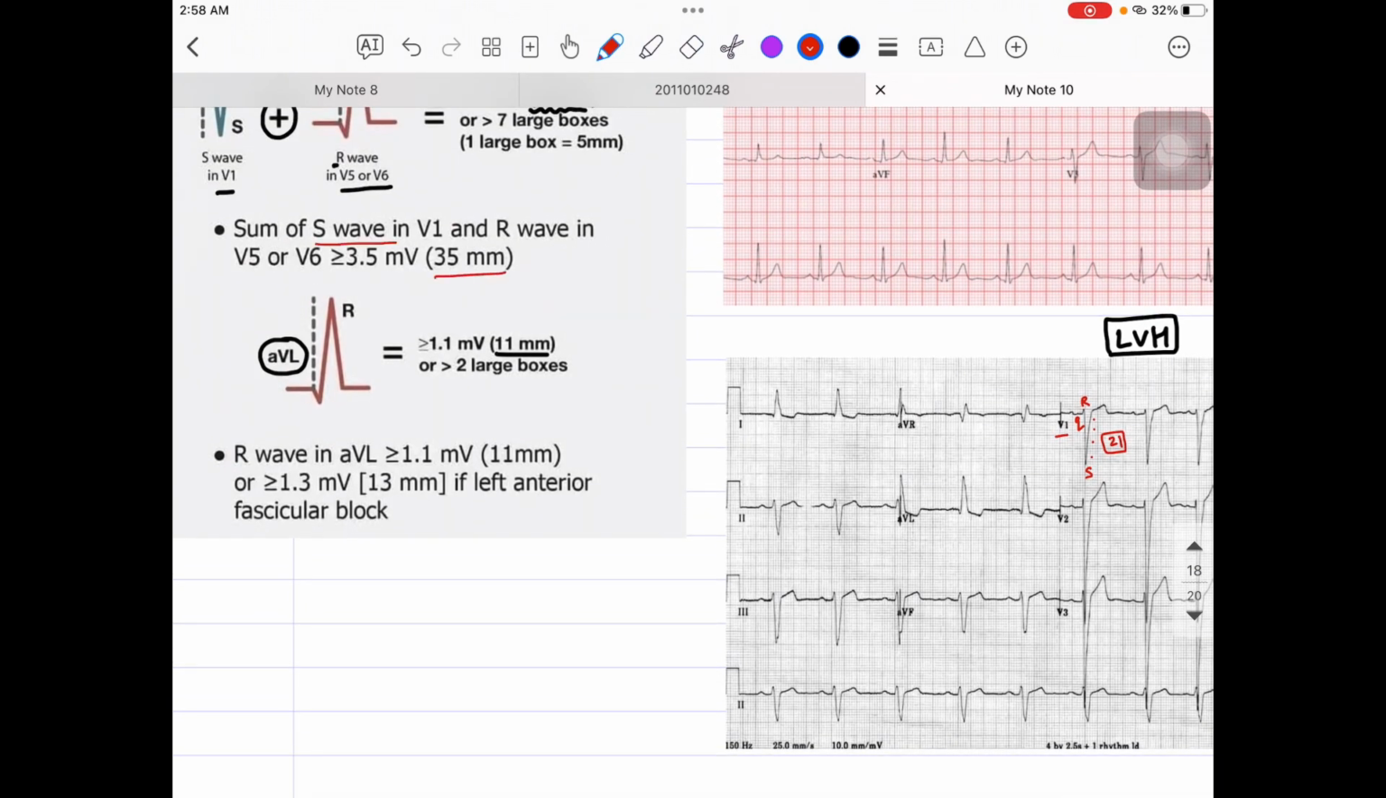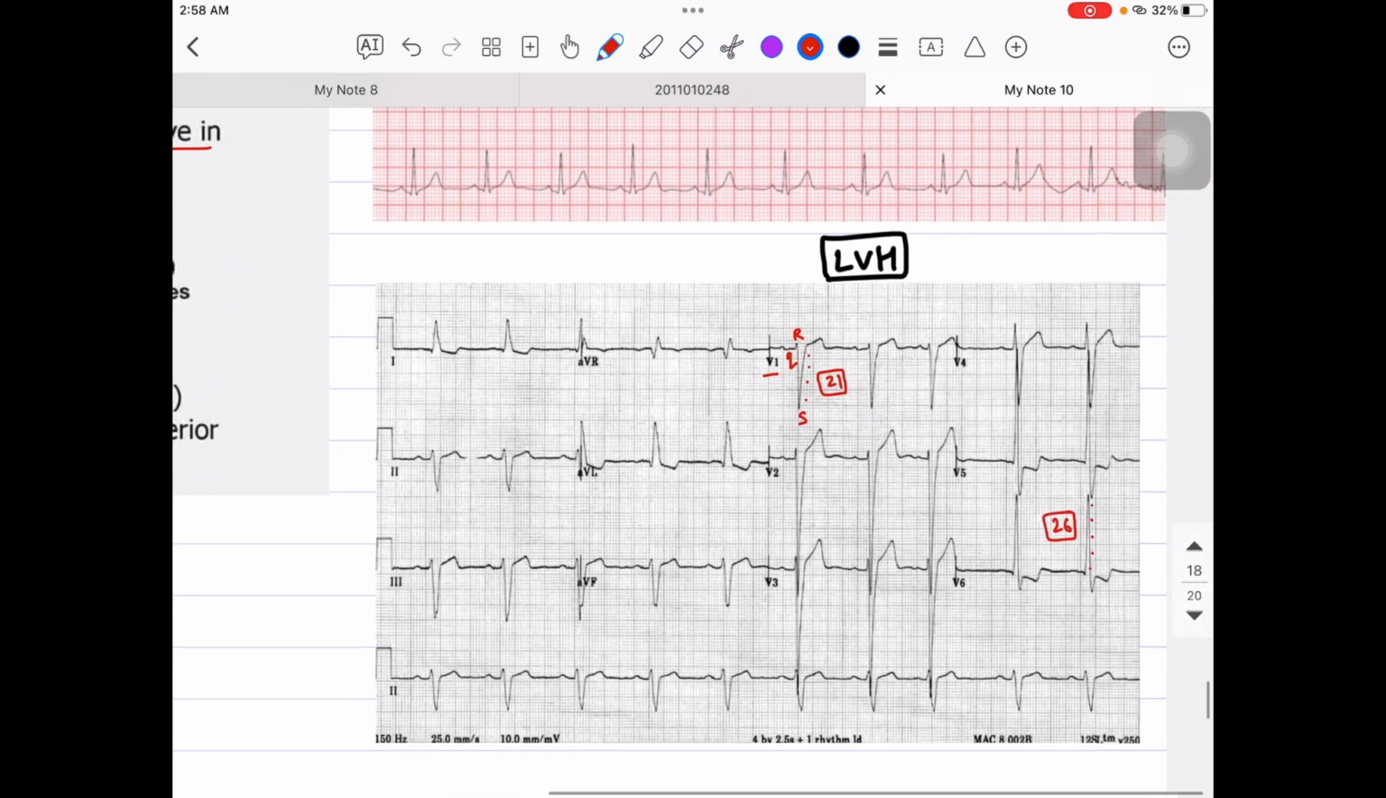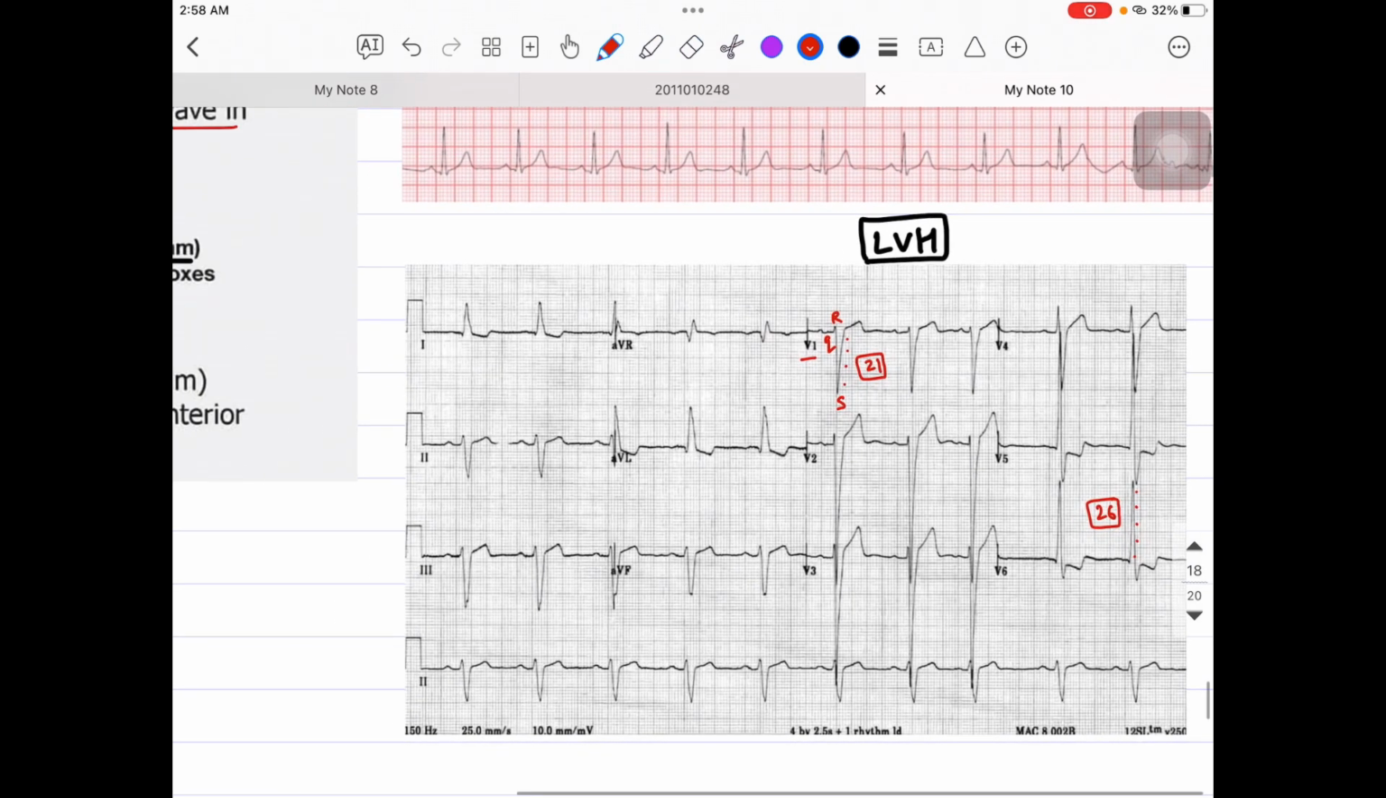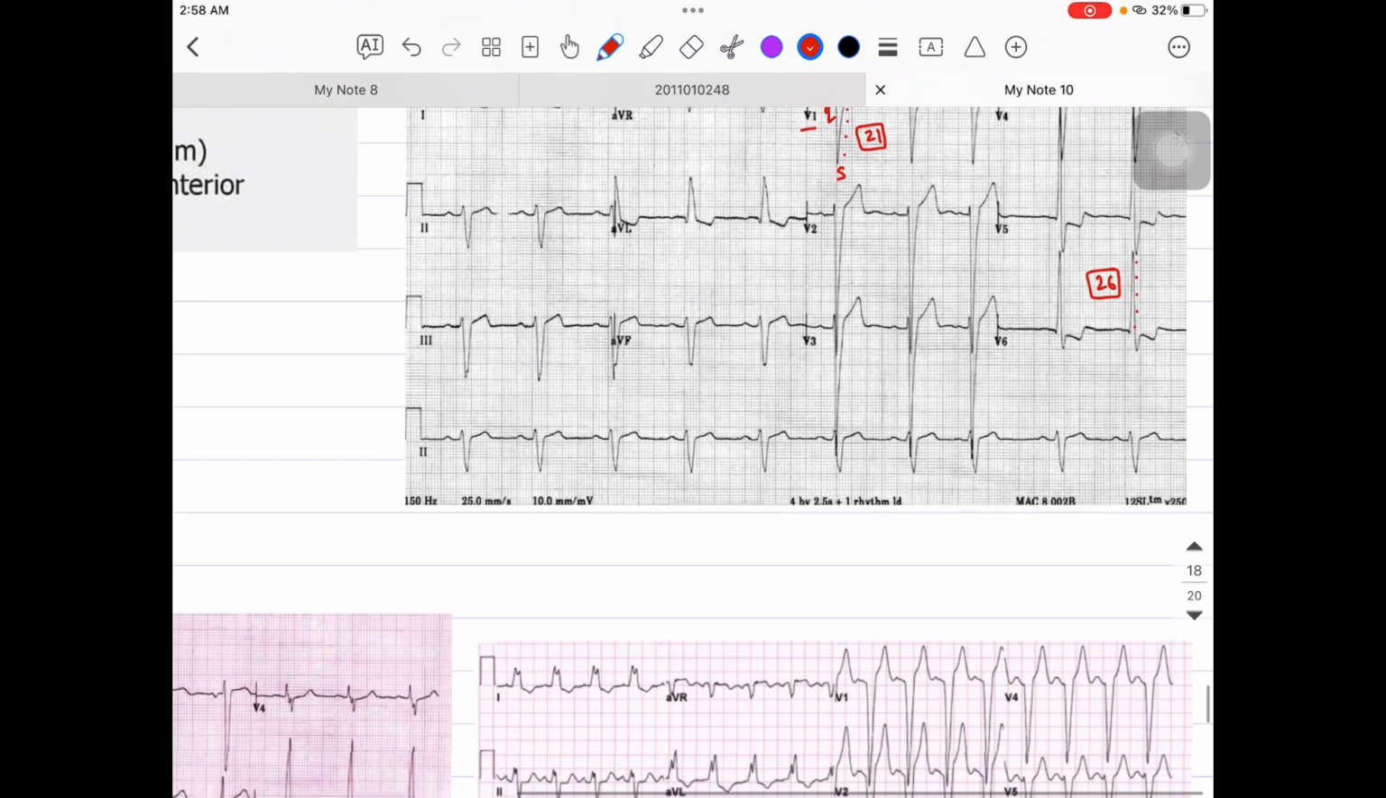So the sum of the S wave in V1 and the R wave in V5 or V6, if it is more than 35 mm, then it meets the Sokolow-Lyon criteria. Over here it is around 47 mm, right? That is more than 35 mm obviously, so that becomes your diagnosis, left ventricular hypertrophy, LVH, right.